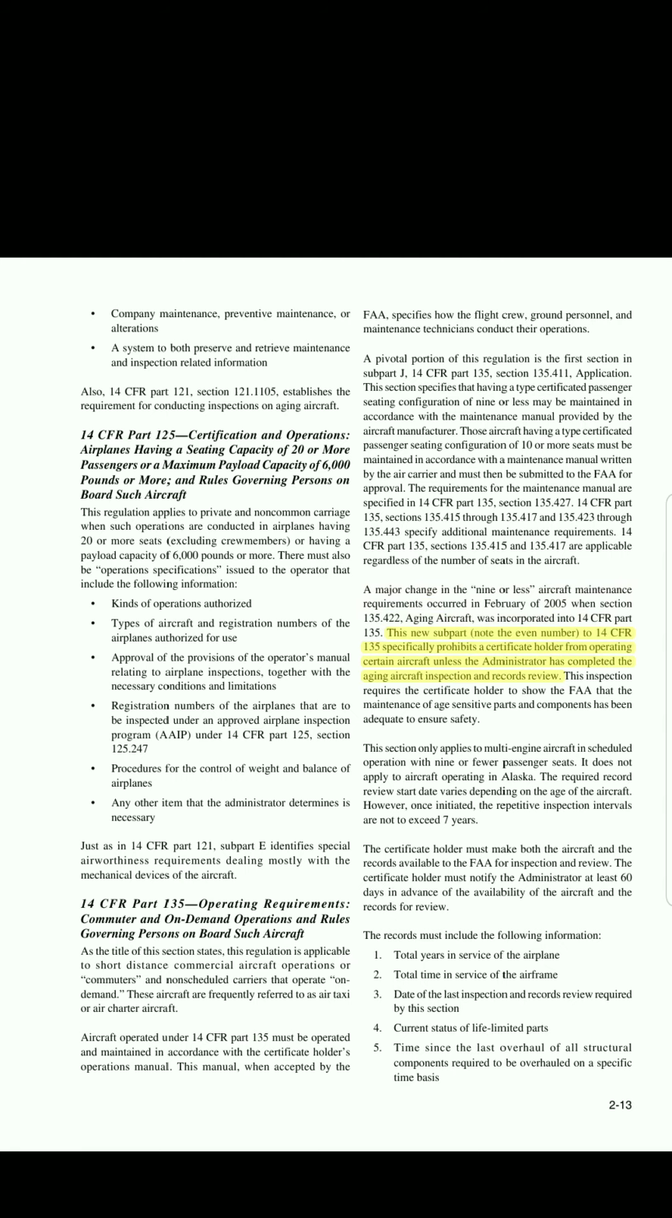This new subpart, note the even number, to 14 CFR 135 specifically prohibits a certificate holder from operating certain aircraft unless the administrator has completed the aging aircraft inspection and records review. This inspection requires the certificate holder to show the FAA that the maintenance of age-sensitive parts and components has been adequate to ensure safety. This section only applies to multi-engine aircraft in scheduled operations. Procedures for the control of weight and balance of airplanes. Any other item that the administrator determines is necessary.